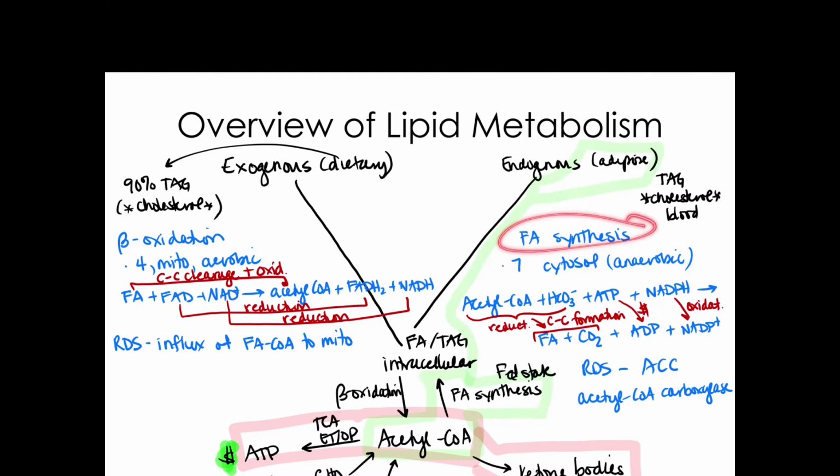Coming over here to the flip side and thinking about fatty acid synthesis, this is actually a 7-step process that occurs on a single enzyme. It occurs in the cytosol by the enzyme fatty acid synthase. It's technically an anaerobic process. We don't need to have oxygen around for this process to occur. And here's the net chemistry for what we have here.